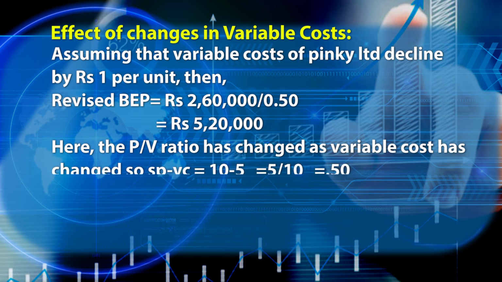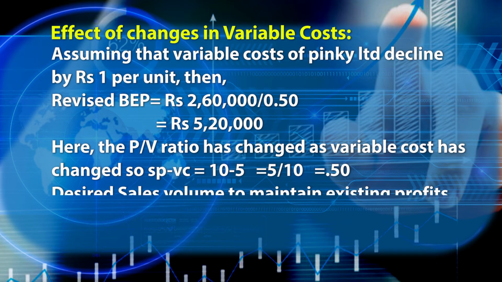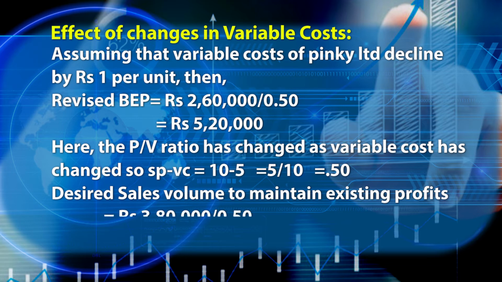So, selling price minus variable cost is equal to 10 minus 5, which is equal to 5 upon 10, which is equal to 0.50. Desired sales volume to maintain existing profits will be equal to rupees 3,80,000 divided by 0.50, which is equal to rupees 7,60,000.